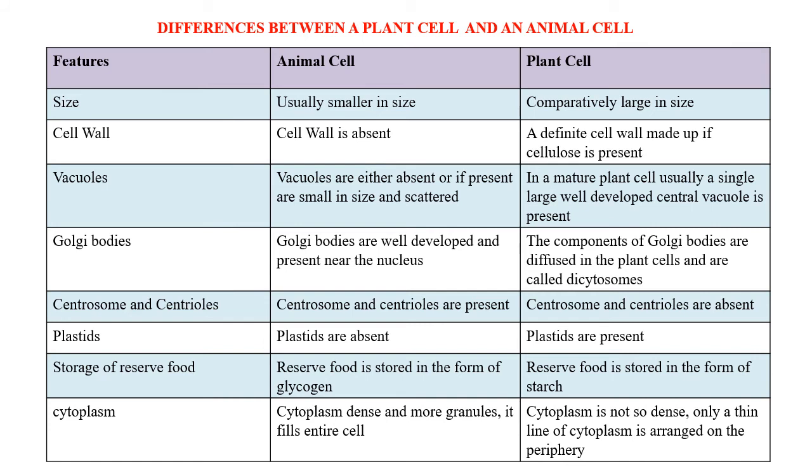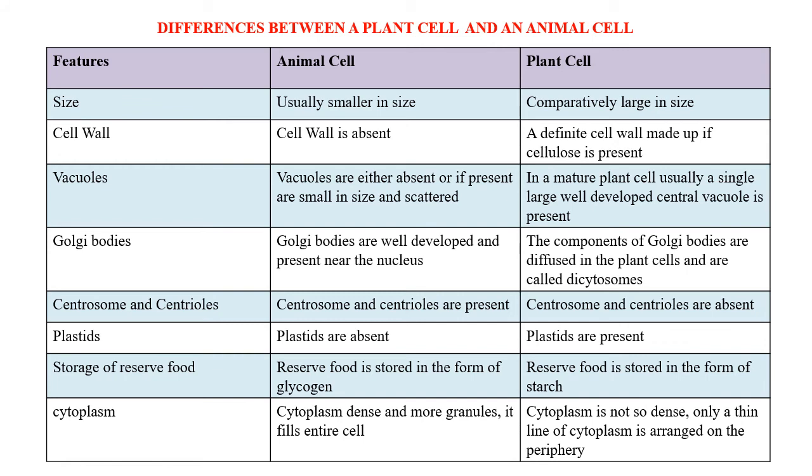Centrosome and centrioles. In animal cell, centrosome and centrioles are present. In plant cell, centrosome and centrioles are absent. Plastids. In animal cells, plastids are absent. In plant cell, plastids are present. Storage of reserve food. In animal cell, reserve food is stored in the form of glycogen. In plant cell, reserve food is stored in the form of starch.